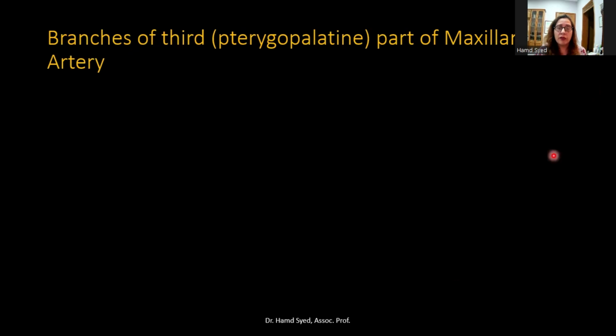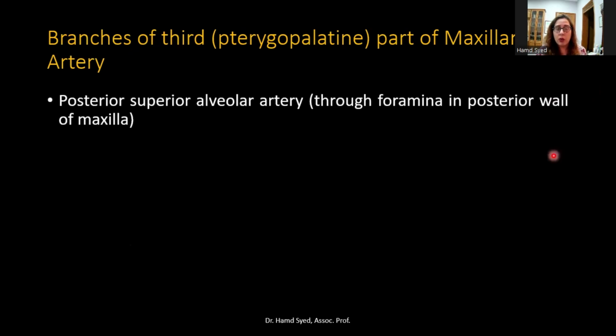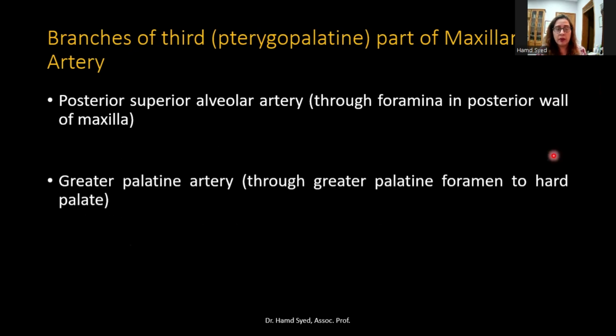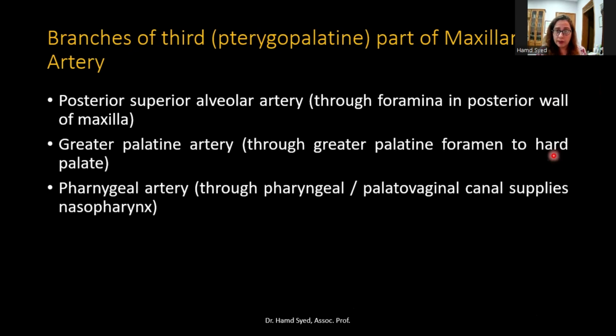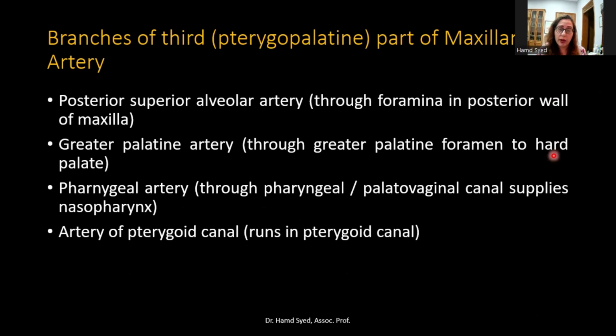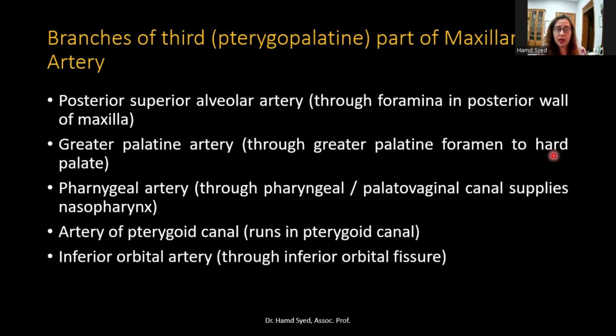Now, what are the branches of this third part of the maxillary artery that are given off within the pterygopalatine fossa? Well, let's do a quick summary. These are the posterior superior alveolar artery, the greater palatine artery, the pharyngeal artery, the artery of the pterygoid canal, and the infraorbital artery. So these are the branches of the third part of the maxillary artery within the pterygopalatine fossa. And you can see each artery will travel through its specific foramen to its destination of supply.